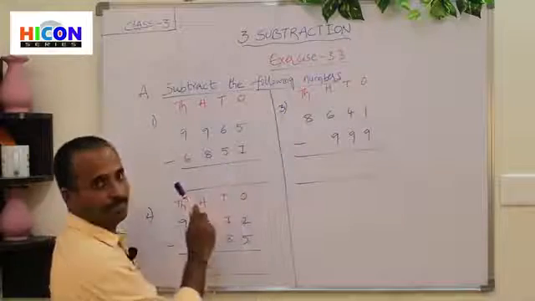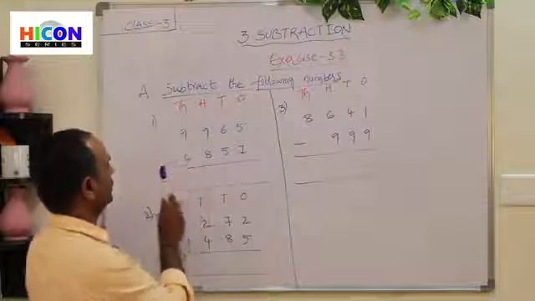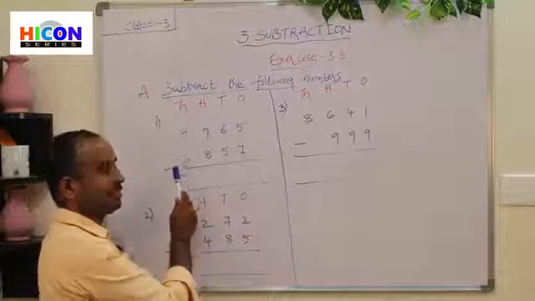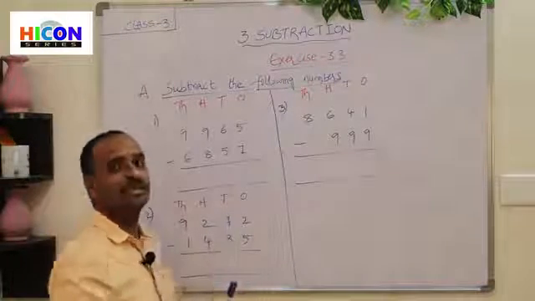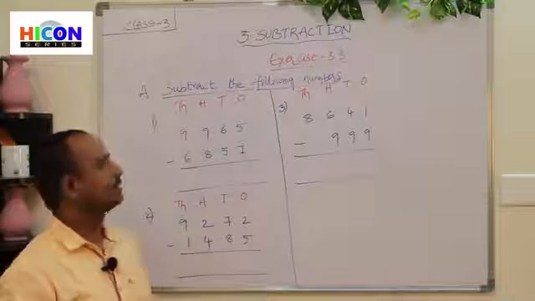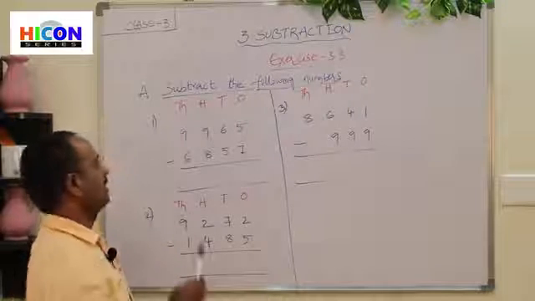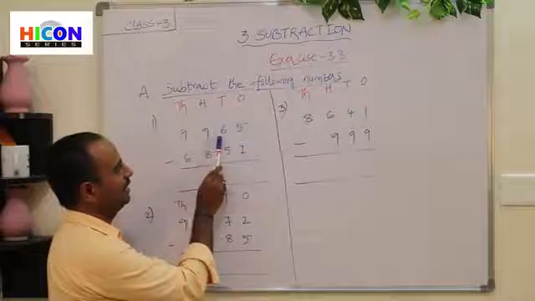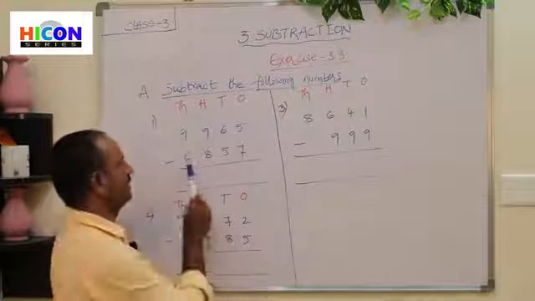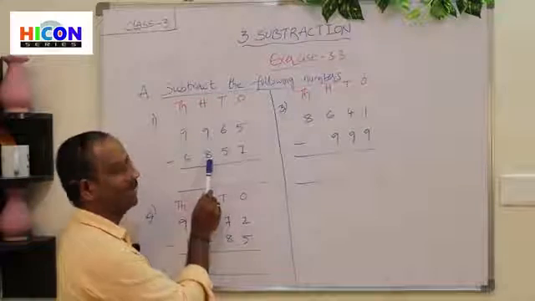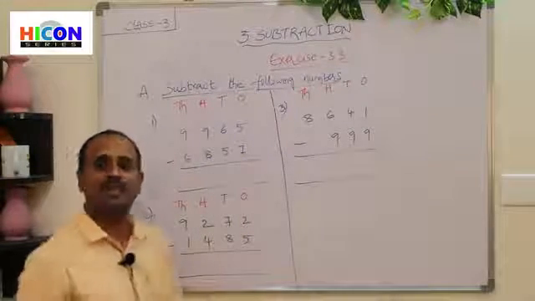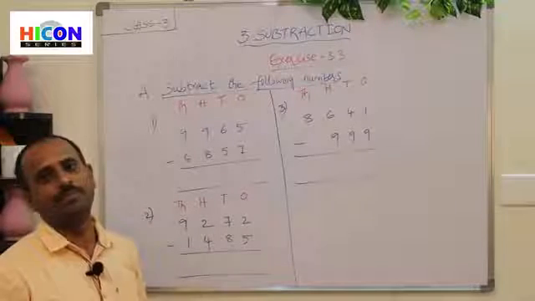So children, see the board. There are three subtractions given, 1, 2 and 3. Now we have to solve these subtractions by using regrouping. So see the first problem. There are two numbers given. The first number is 9,965 and the second number is 6,857. Now we have to subtract these two numbers with regrouping.